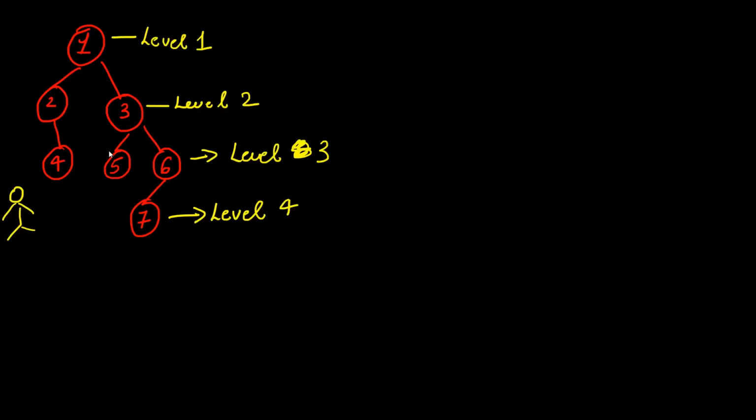So as I mentioned, for the left view, this is a person standing, and if he or she is visualizing that particular tree, what are the nodes that would be visible? 1, 2, 4, 7. So for this particular tree, what is the left view? That is 1, 2, 4, 7. I hope it is clear. Now how will we be solving it?